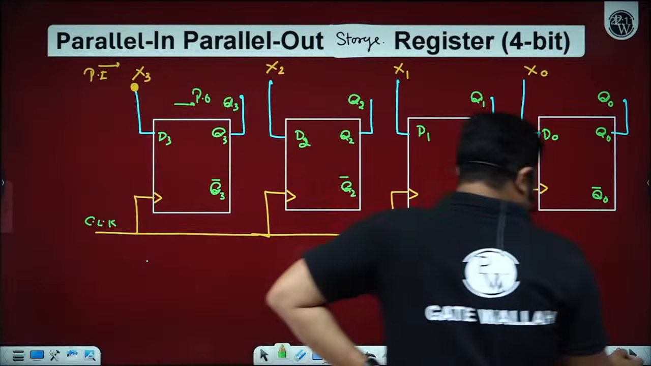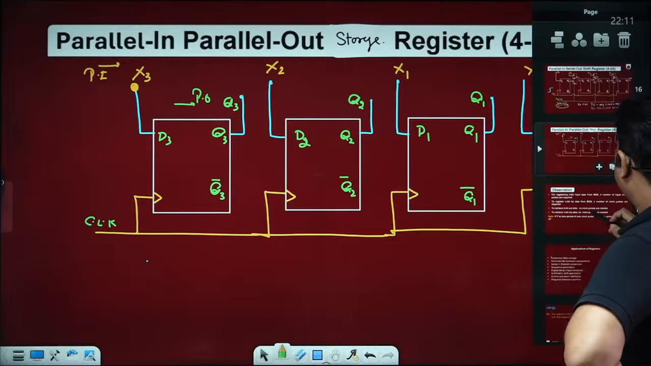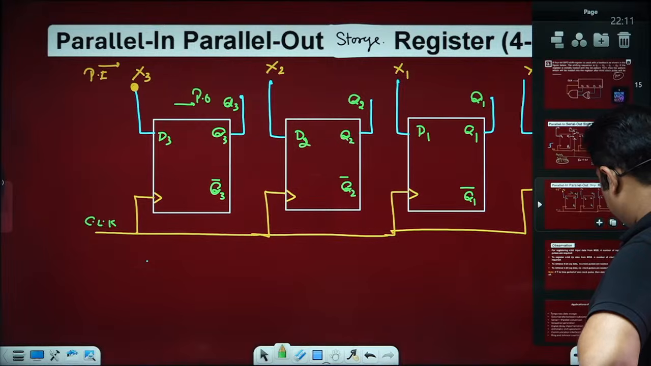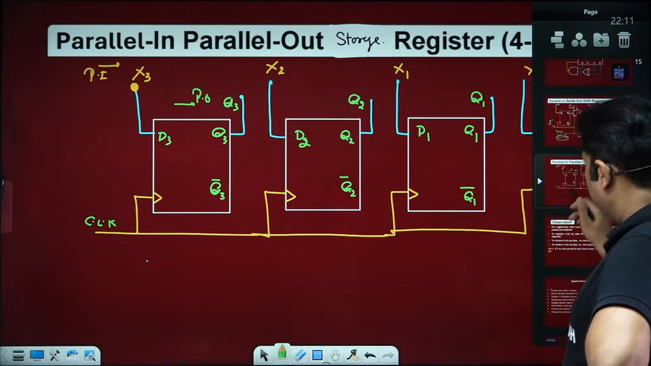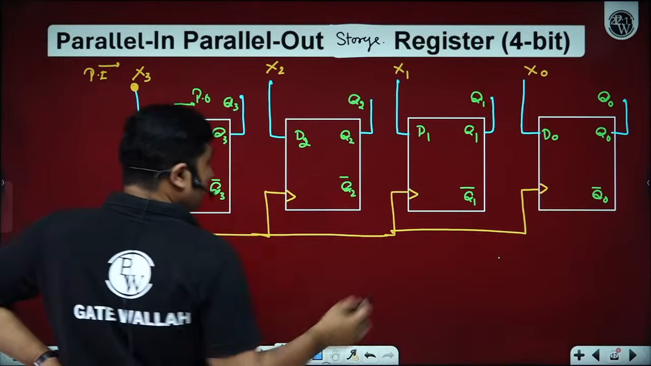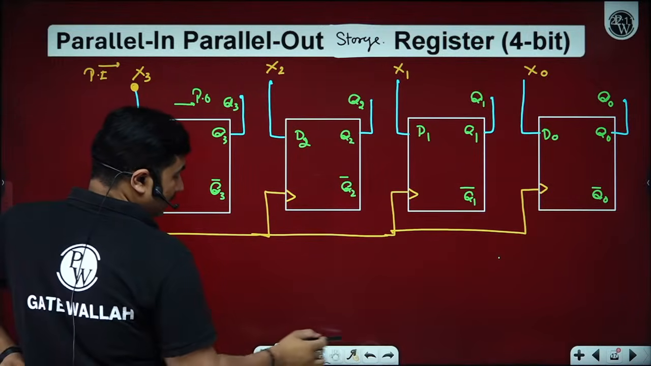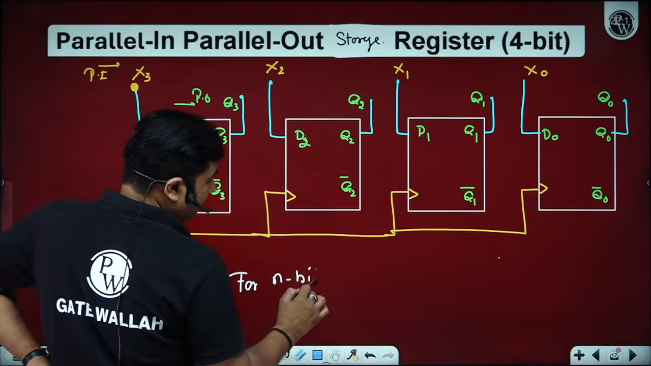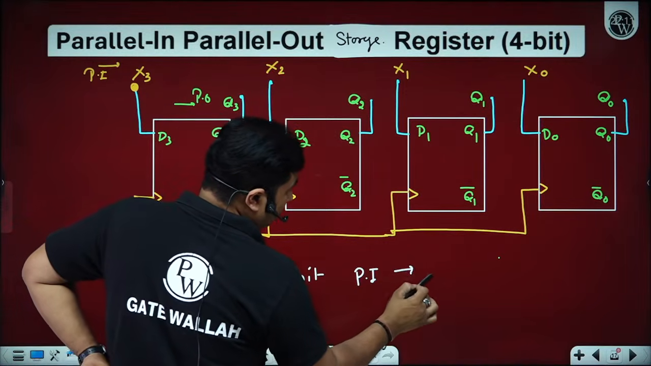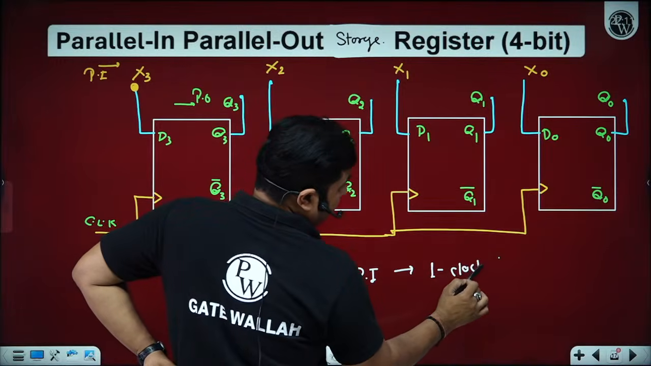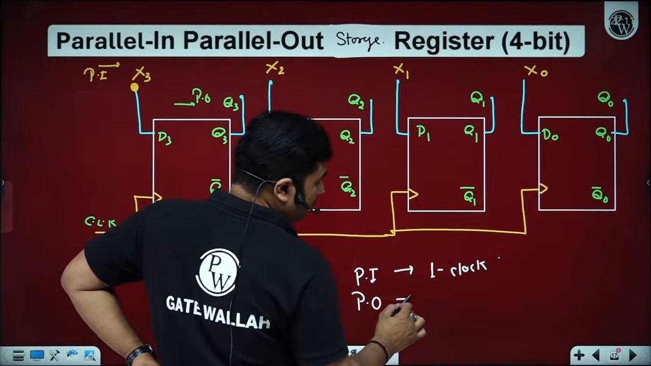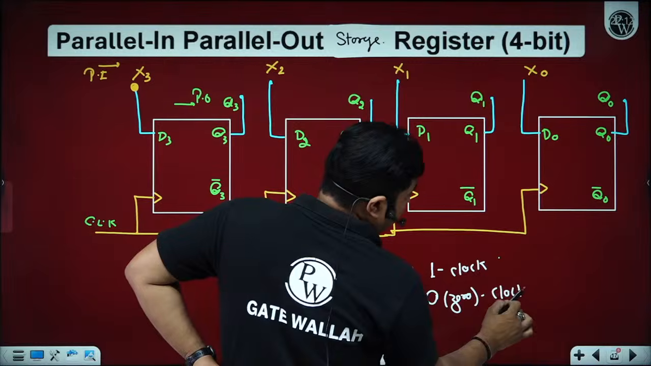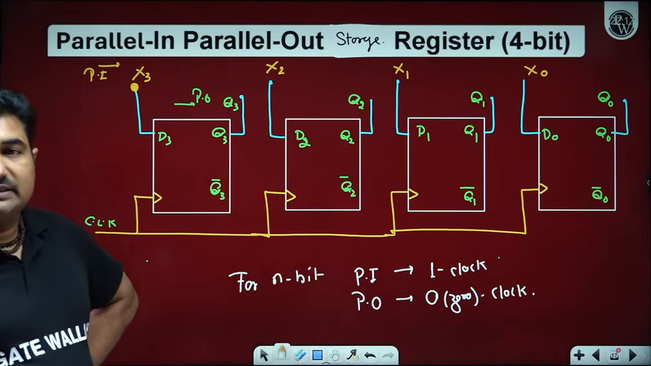Now, can you please tell me what is the time period for parallel in? How many clock pulses are required for parallel in? For n bit parallel in, 1 clock is required. And how many clocks are required for parallel out? 0 clock. So what does it indicate, beta ji?